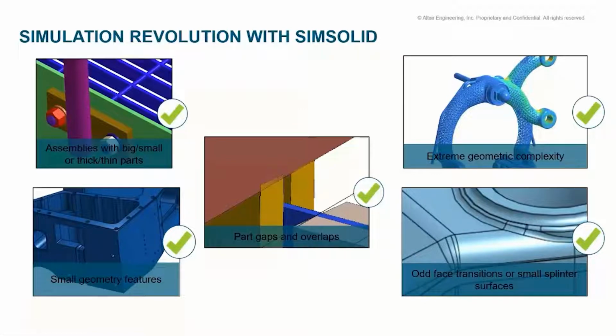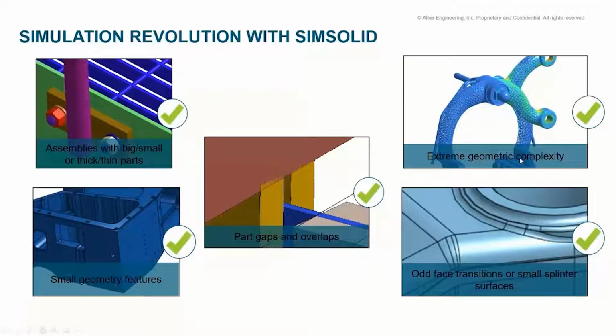In the event that you might not always have perfect CAD, where you have part gaps and overlaps, you can actually keep all of these in. SimSolid is very forgiving, and it'll be able to keep these parts in for you. And it won't affect your results either in terms of the stresses around these imperfect contact areas.